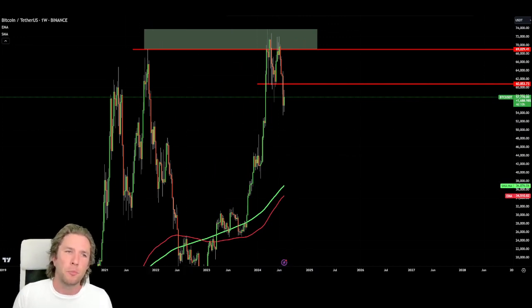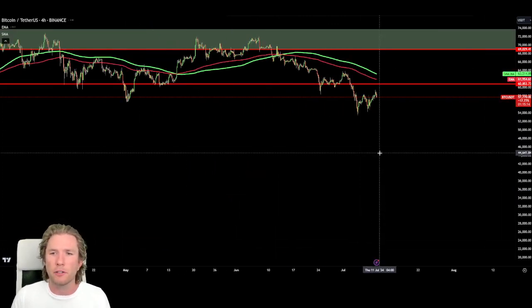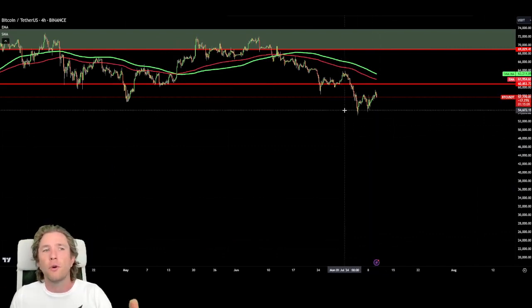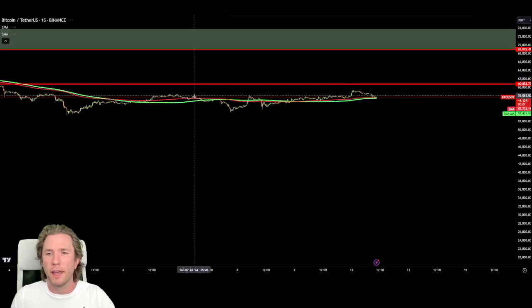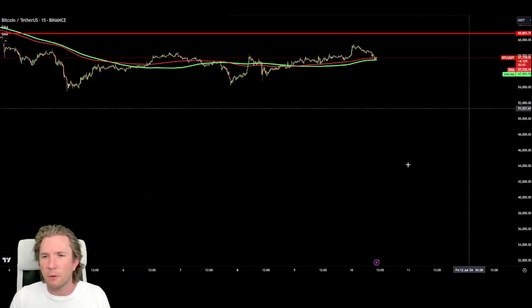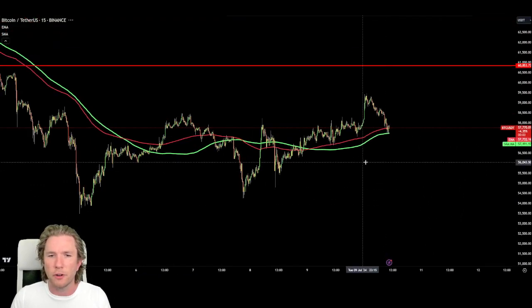What I like to trade preferentially is the 4-hour, because the 4-hour gives you a lot more information. It's a little bit faster reaction. I use the 4-hour, and then I use 15-minute for my entries. So right now we're testing the 15-minute 200 MA, 200 EMA.